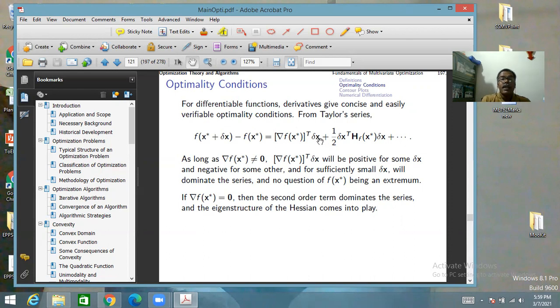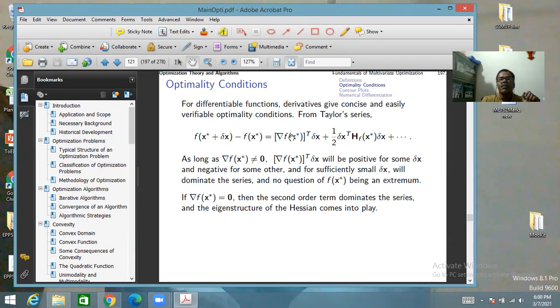Now, if delta x is small enough, then this term typically will dominate all other terms. And that is why it will not matter then what the others are, right? So for a minimum or maximum for that matter, it is very necessary that this term is zero. And for that, this entire vector has to be zero because delta x can be in any direction. So that is the first order necessary condition, without which you cannot even talk of extrema.